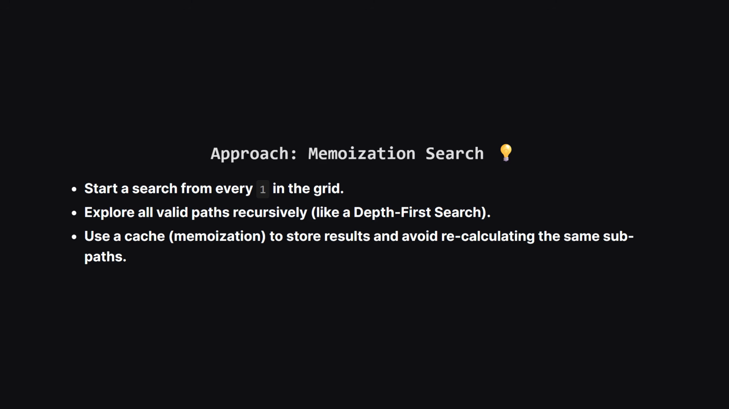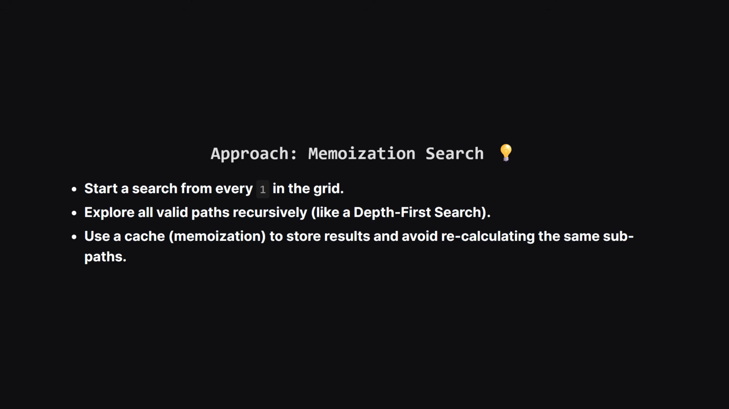So how can we solve this systematically? A brute force approach, trying every single possibility, would be too slow. A much better way is to use a recursive search, often called a depth-first search, or DFS. We'll start a search from every single 1 in the grid. But here's the key. As we explore, we might end up at the same cell, moving in the same direction, having already made a turn.